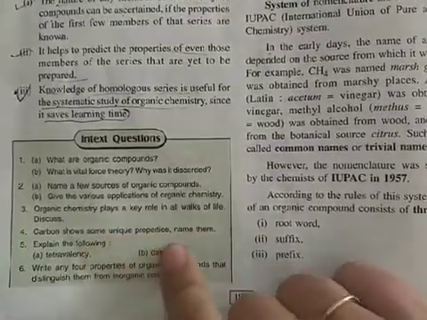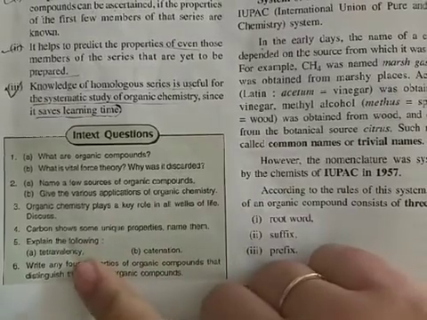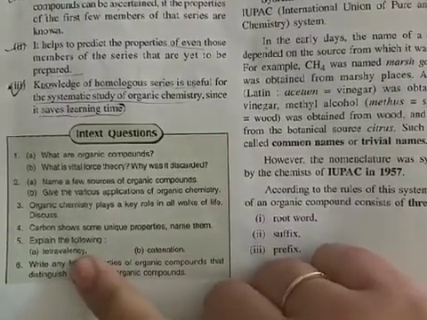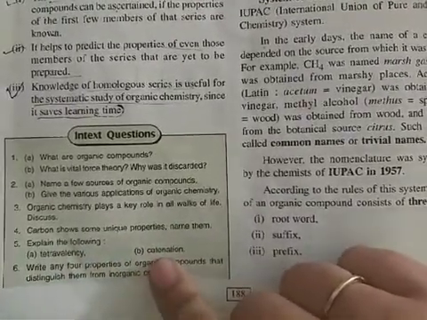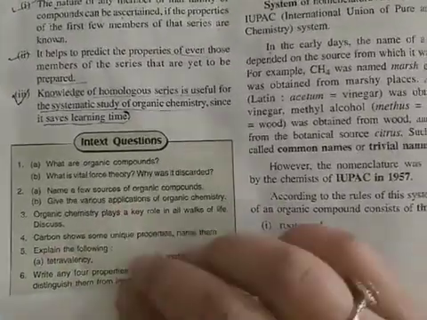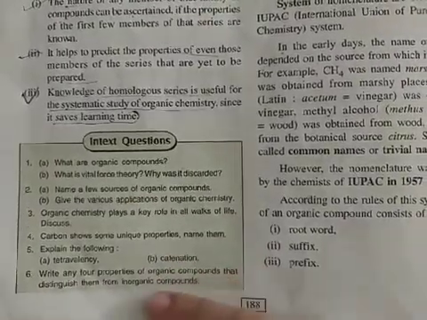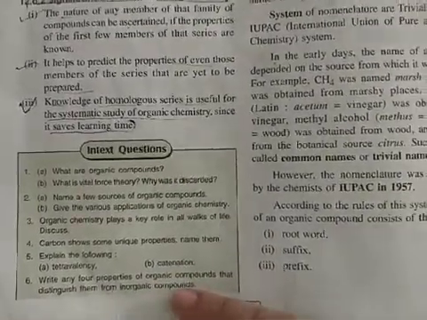Carbon shows some unique properties, name them. Catenation, tetravalency. Explain tetravalency. Carbon has 4 valency, that is tetravalency. Catenation, the property of forming bonds not only with carbon but with other elements also, that is known as catenation. Write any four properties of organic compounds that distinguish them from inorganic compounds.